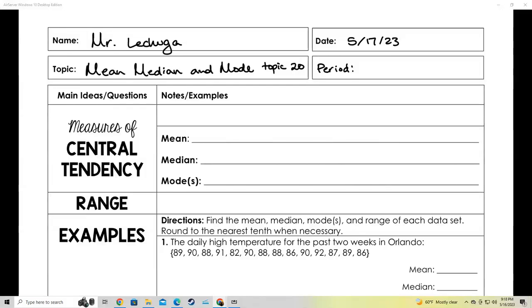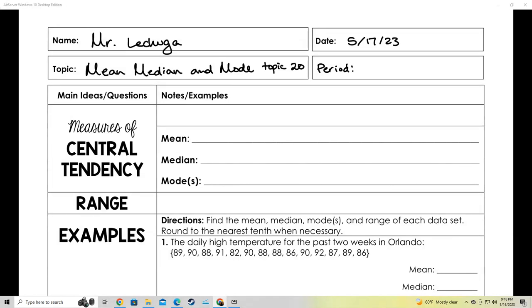Okay, so this is a little bit different just because the notes are set up on this piece of paper. So go ahead and you don't have to jot this down because hopefully you have a worksheet. If you don't have the worksheet in front of you, you are going to have to write all of this down, unfortunately. So mean, median, and mode is the topic, and this is topic number 20.